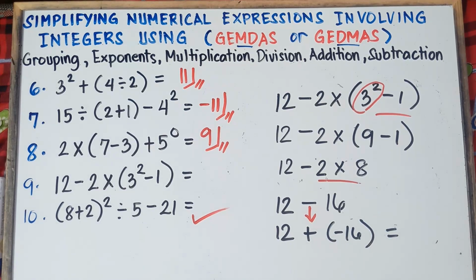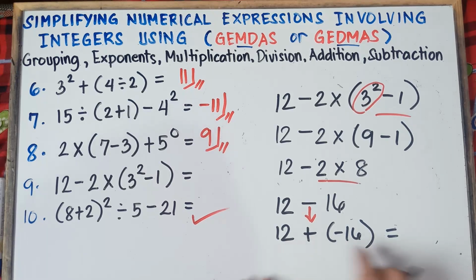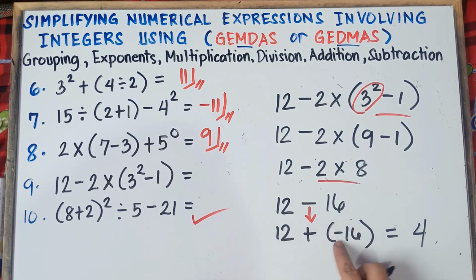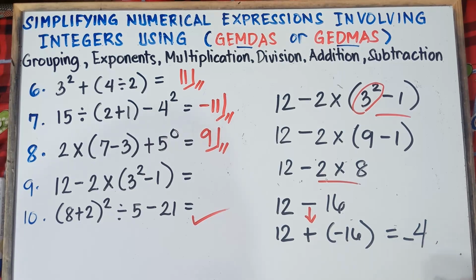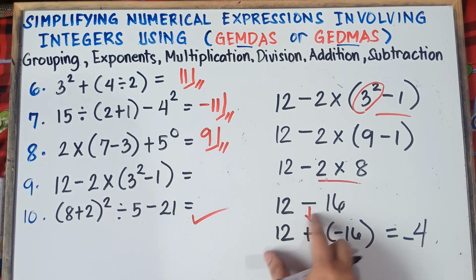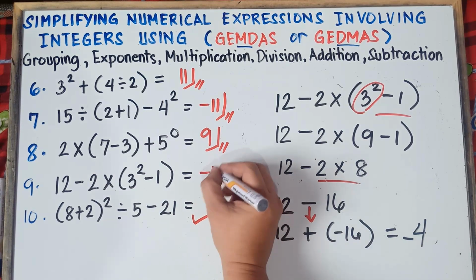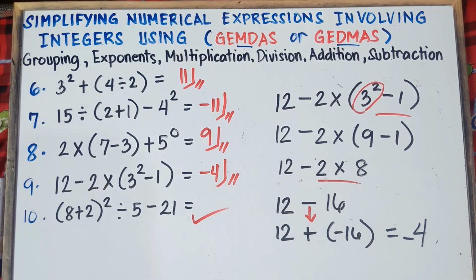And then proceed to the rules in addition. If they don't have the same sign, simply subtract the bigger number minus the smaller number. Ignore the sign first. 16 minus 12, that's 4. Now 16 is greater than 12. We copy the sign of 16. That would be negative 4. So therefore, 12 minus 16, the answer is negative 4. That's it, class. That's the answer with regards to example number 9. And then you're all set, class.